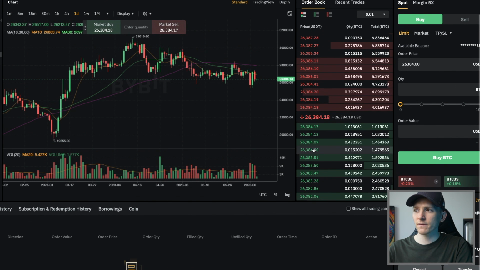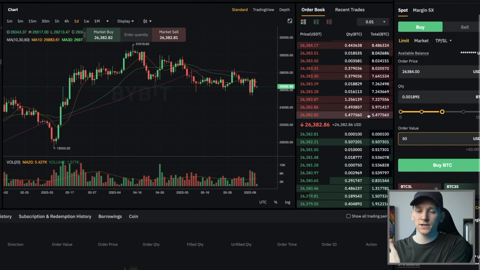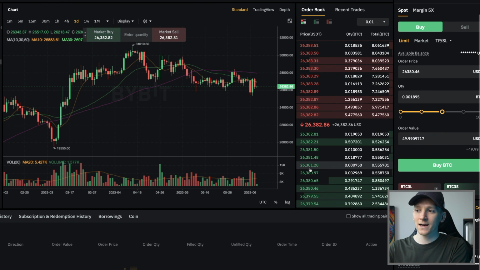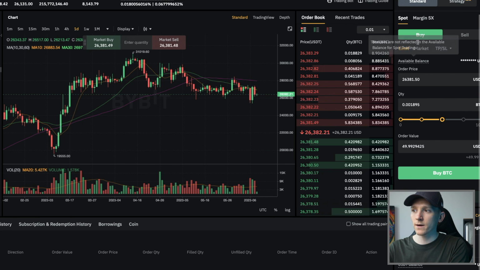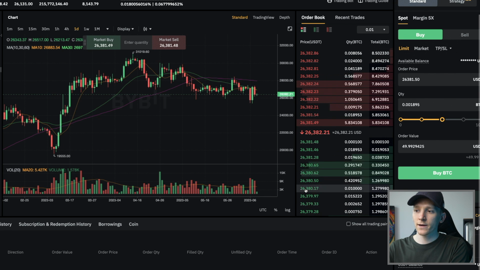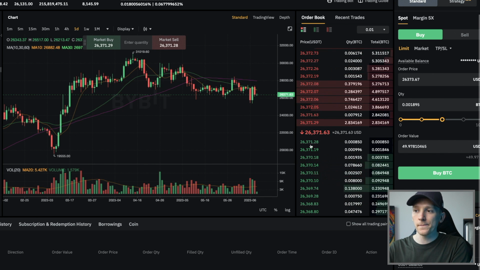I can click on this, 26,384, put an amount that I wanna trade at, and that price is going to be a much better price than just using a market order, because you can click around here and you can see the price moves around a lot. So what's often recommended is to just use a limit order, click a few dollars below the current price, put the amount you want to trade at, and you may get a better trade by a few dollars than just using a market order.